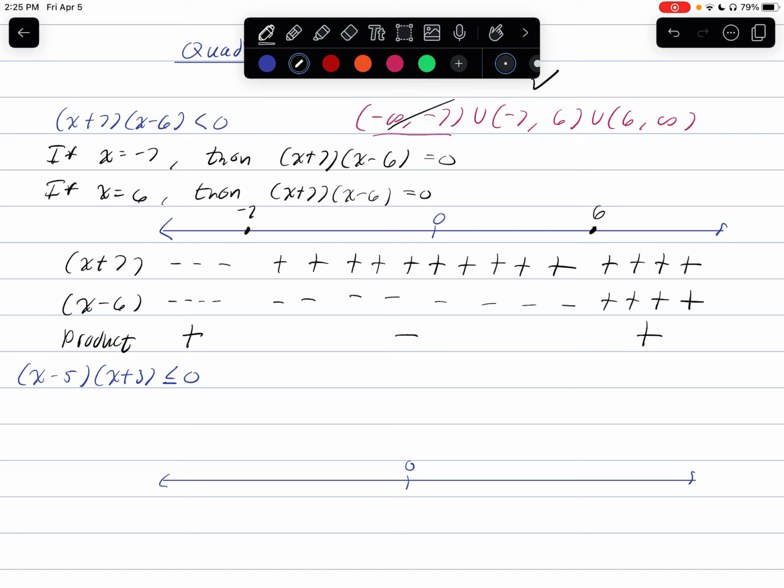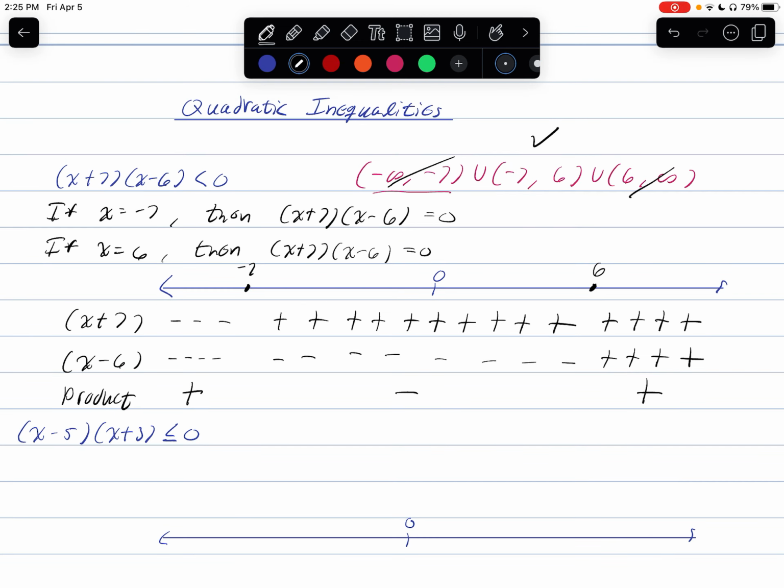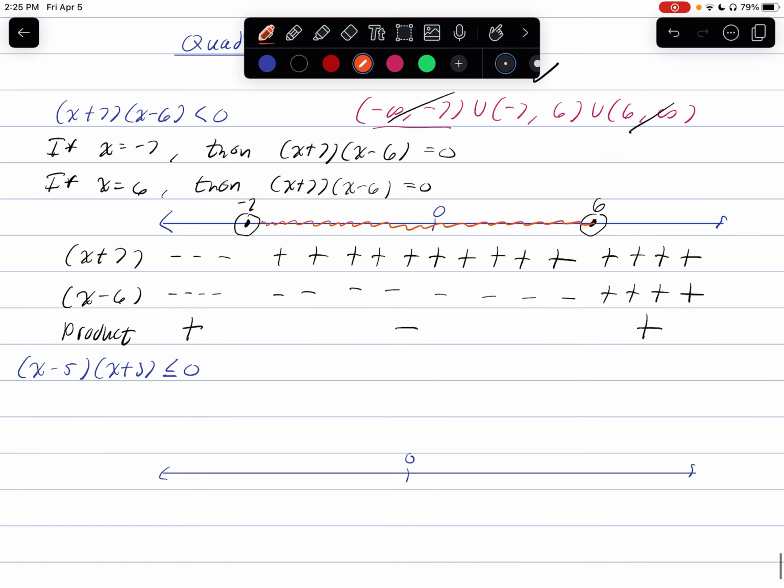So really the only interval that's going to satisfy this inequality is going to be -7 to 6. So we can go ahead and do an open circle at -7 and an open circle at 6, because this is strictly less than 0. And we can shade in everything in between. And that is going to be our answer for x plus 7 times x minus 6 is strictly less than 0.